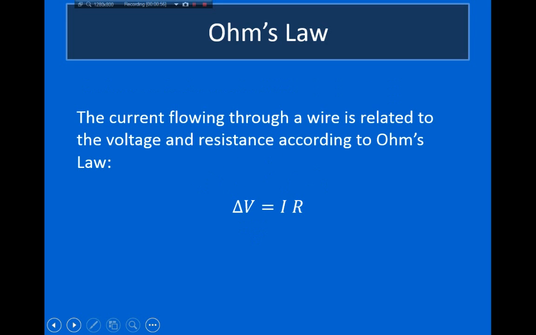The relationship between the current that flows through a resistor and the resistance of the resistor is described by Ohm's law. And what Ohm's law says is that the current that flows through a resistor is directly proportional to the voltage difference across the resistor and inversely proportional to the resistance of the resistor. In other words, the voltage that's lost across a resistor is equal to the current flowing through it times the resistance.